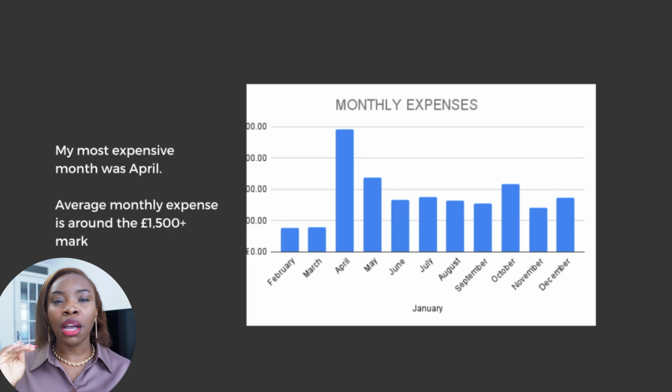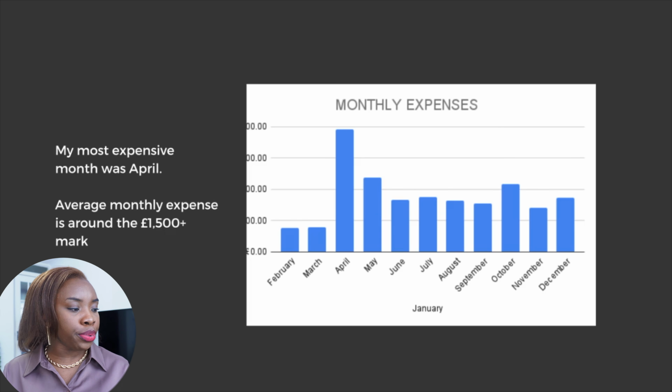I can't give the exact amount here because you don't need to know my business like that. But I know the average amount. I know my average monthly expenses, and this can help me plan. I know that, oh, this is how much I spend on average on a month-to-month basis. It informs my planning process.